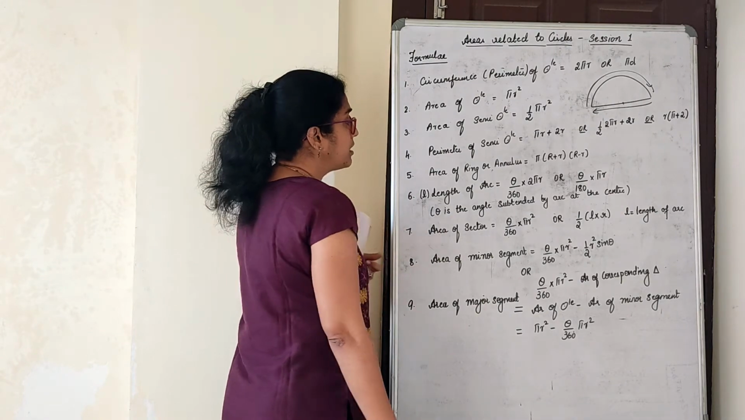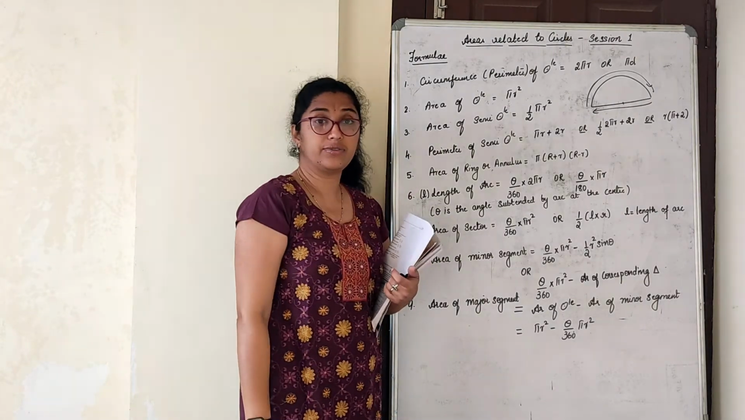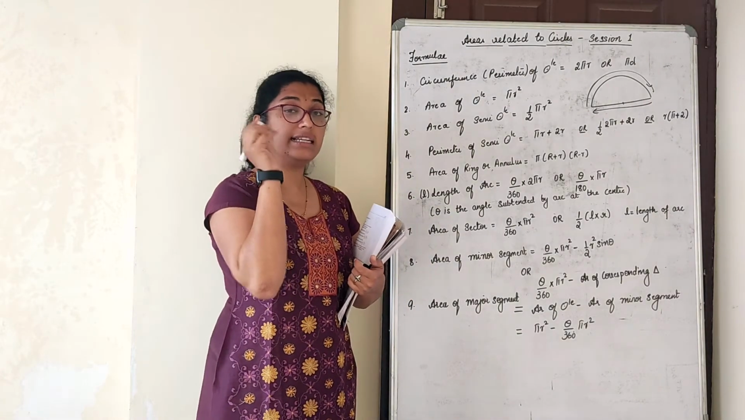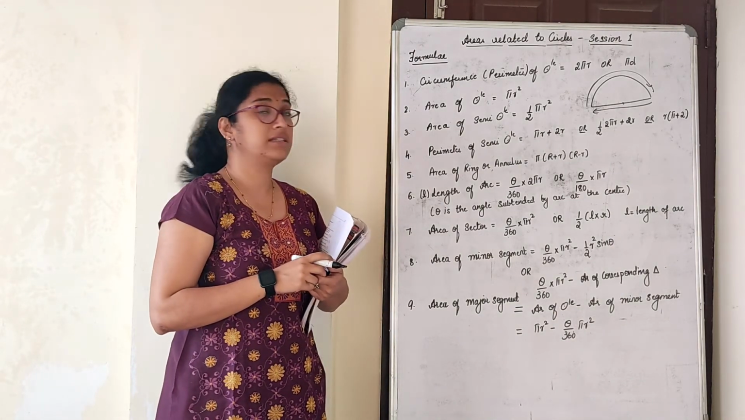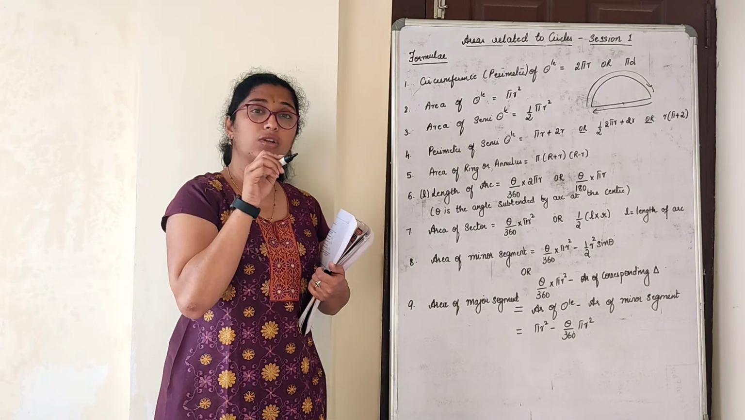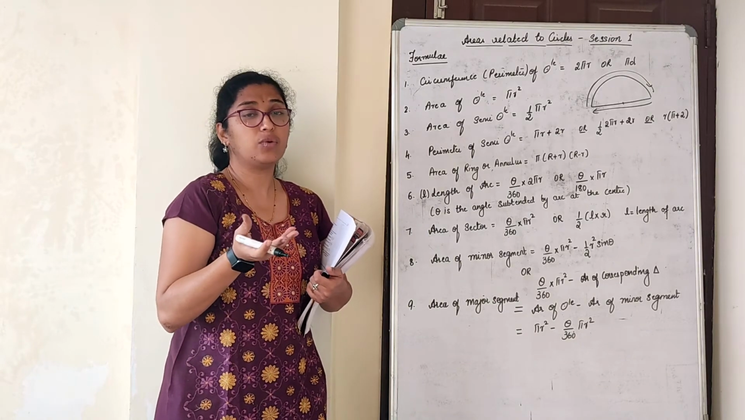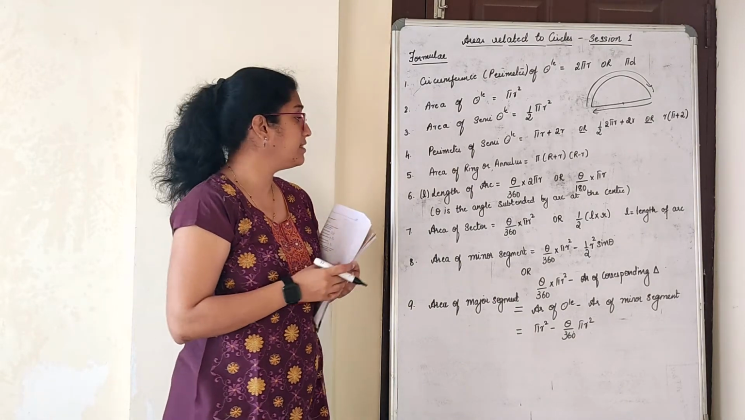Area of a ring or an annulus is nothing but concentric rings which have one center but different radii. Pi of (R plus r) and (R minus r). What are these two, R and r? Outer radius and inner radius. We now know what an outer radius and inner radius are.